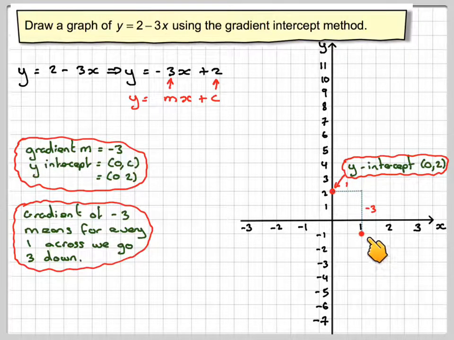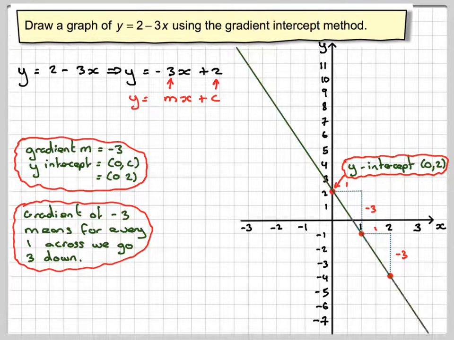And again, we'll just repeat it. You should do it at least one more time. 1 across and 3 down. We've got 3 points. That's the minimum you need to draw really a straight line. And now we take our ruler and put our ruler against those 3 points, and we draw a line right across the axis and label it y is equal to 2 minus 3x.